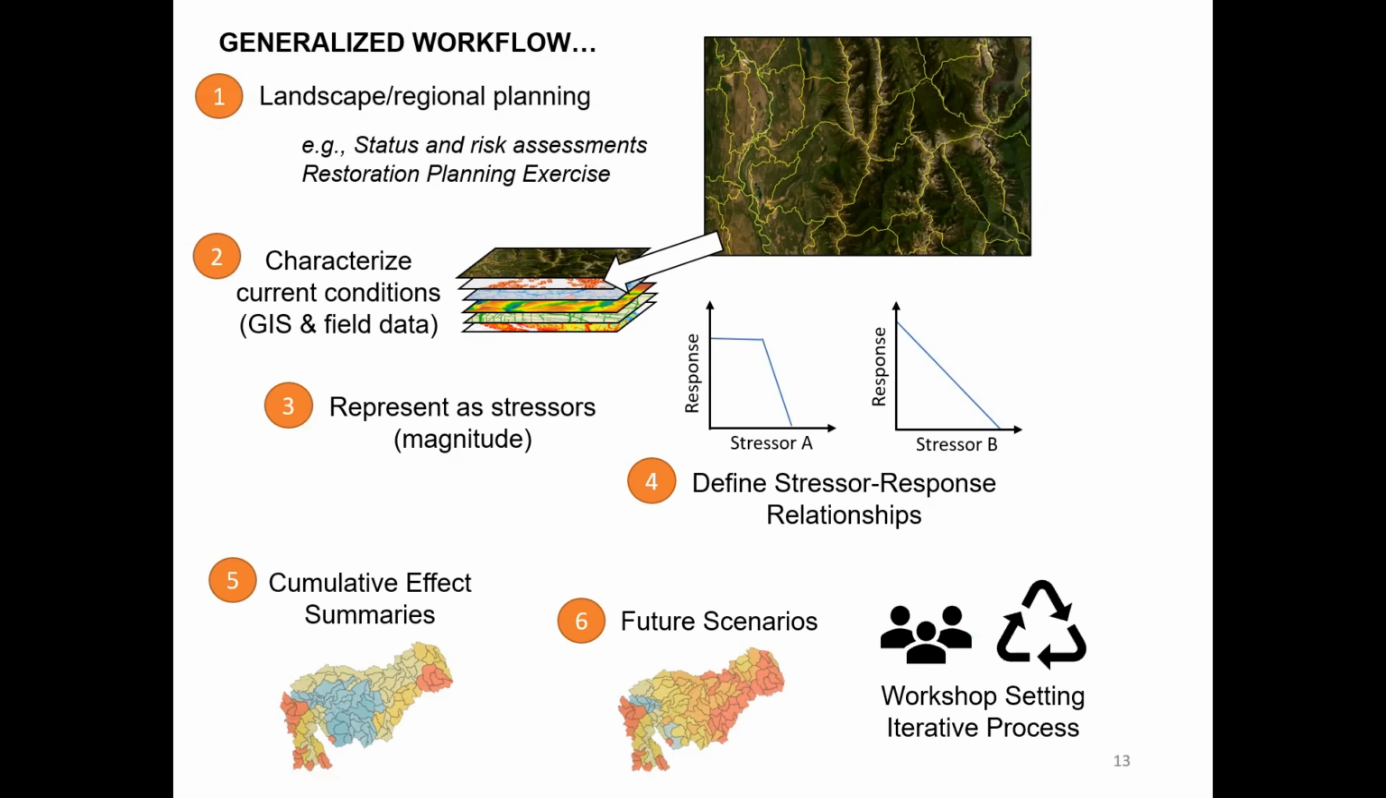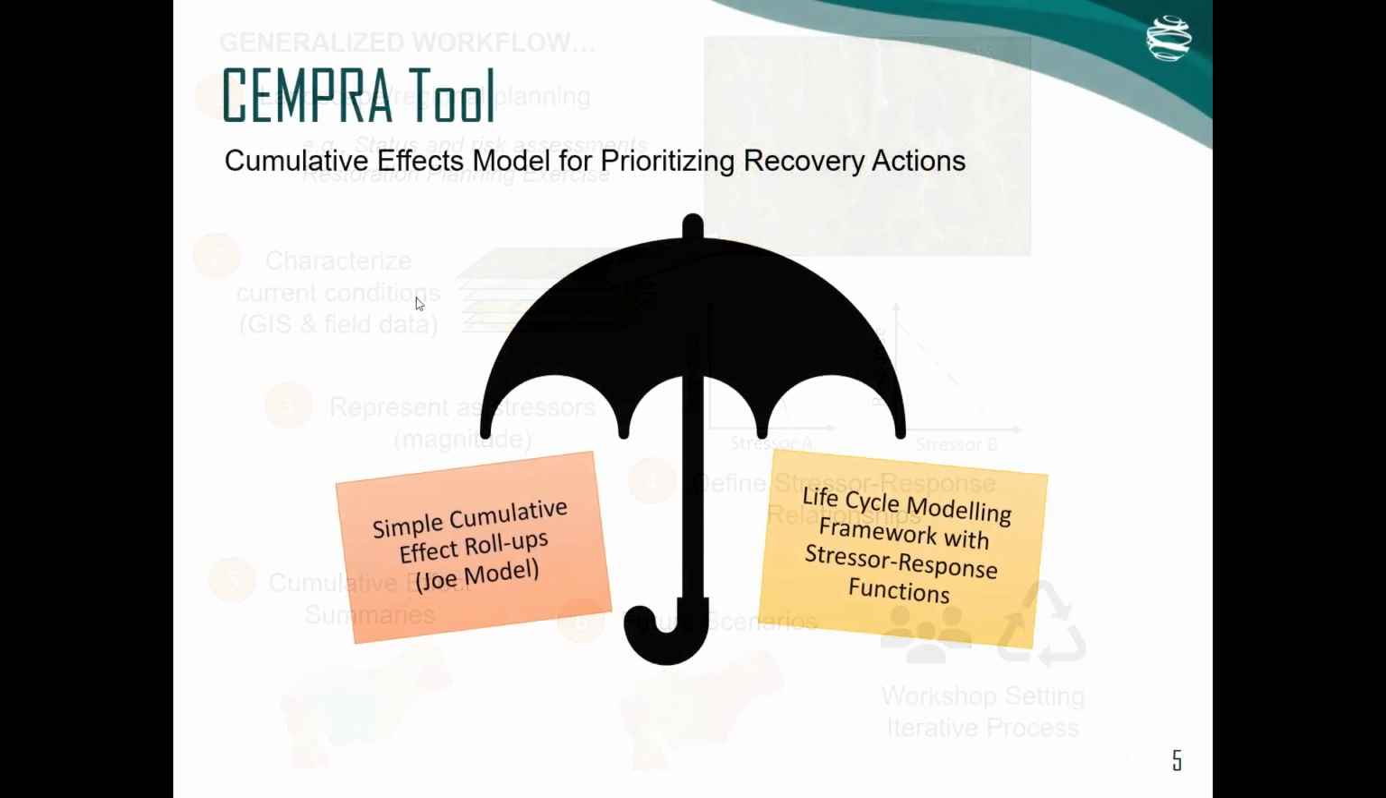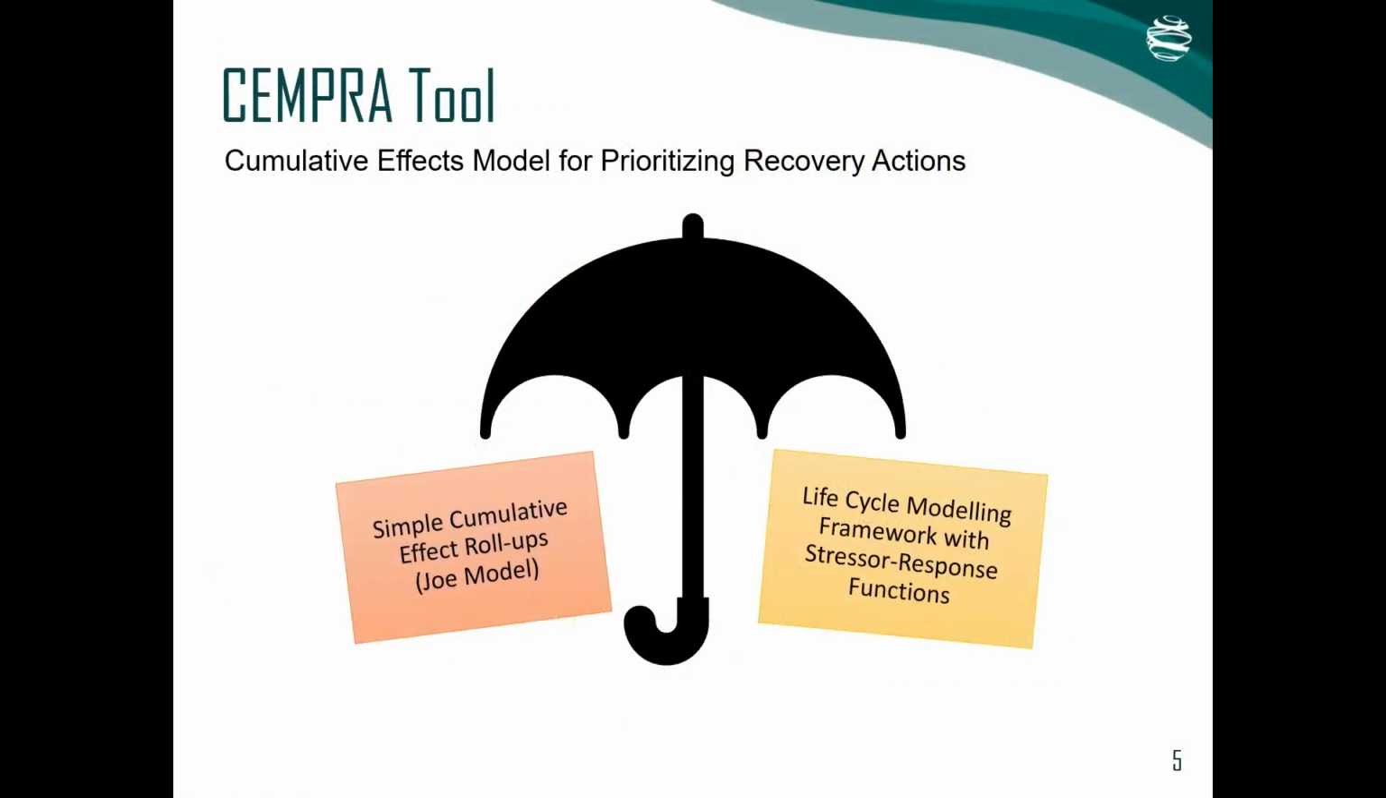Some elements of this workflow will be familiar from other cumulative effect assessments. The CEMPRA toolbox contains a simple cumulative effect roll-up component dubbed the Joe model throughout the documentation and the remainder of this video, and also a more integrative life cycle model. These two elements both have different endpoints and different use cases.